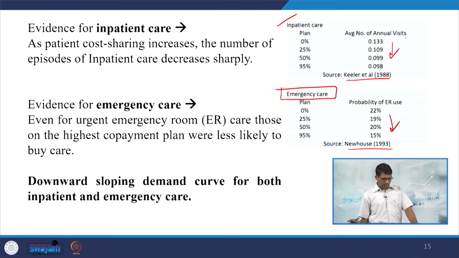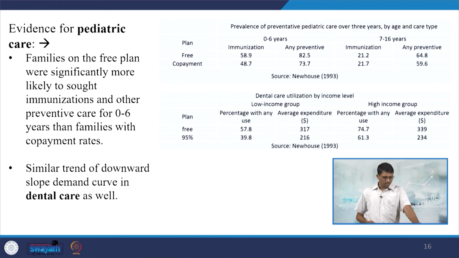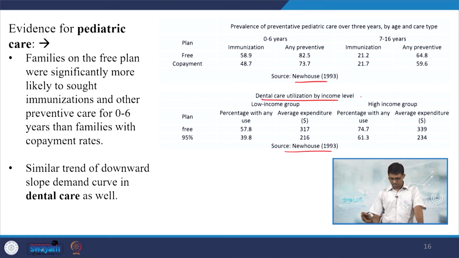And as patient cost sharing increases, the number of episodes of inpatient care decreases sharply. Even for urgent emergency conditions, those on the highest co-payment plan were less likely to buy care. There is a downward sloping demand curve for both inpatient as well as emergency care. Evidence of pediatric care is also referred from the work of Newhouse 1993, and dental care utilization is discussed.